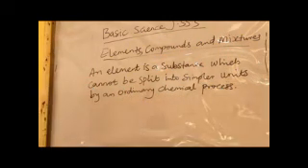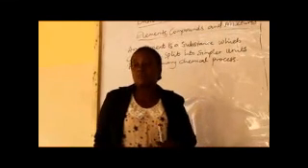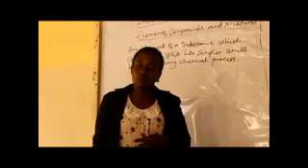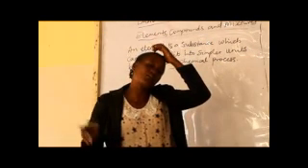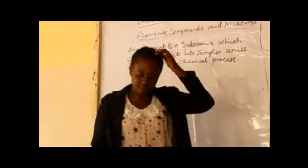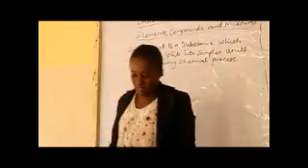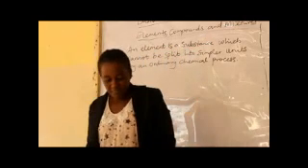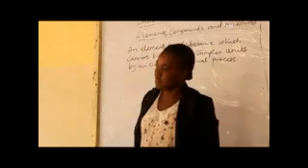An element is a substance which cannot be split by an ordinary chemical process. What we mean is that whatever is called an element, you cannot easily separate it into its constituents or simpler units by just an ordinary process. No, it's not possible. Instead, if you want to separate them, you need a chemical means, a chemical process. Scientists have discovered more than 100 elements.